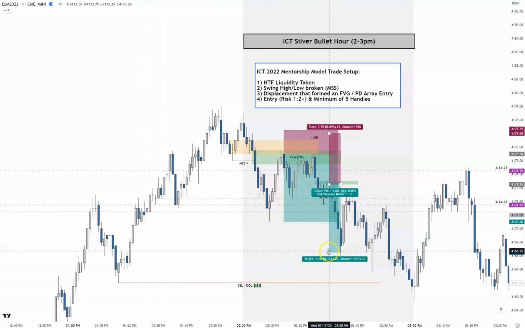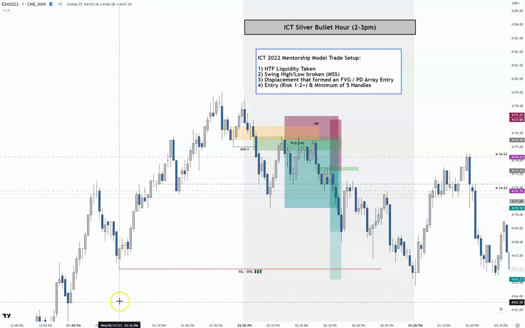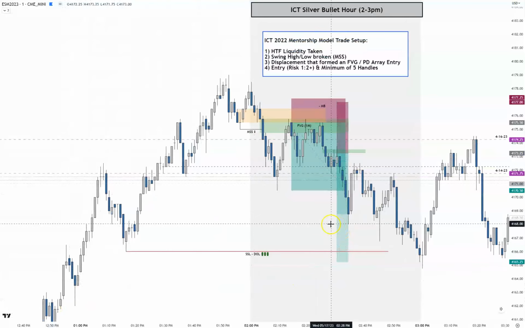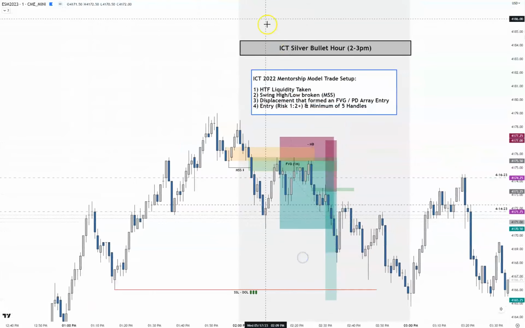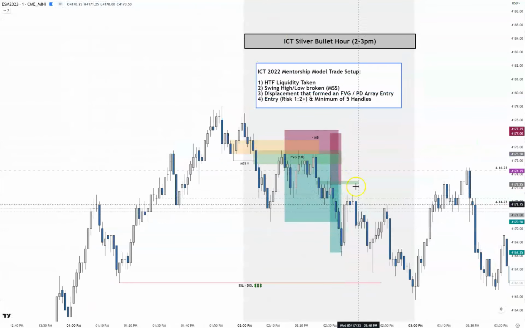Still not here. You could have gone down to 7 handles. I don't think you would have got 10, but you could have aimed for, let me go up, you could have aimed for this swing low down here, and you could have got your 10, but you didn't need to. You still got your 5 there. We're still aiming for this. That's our draw on liquidity. It's coming down there.